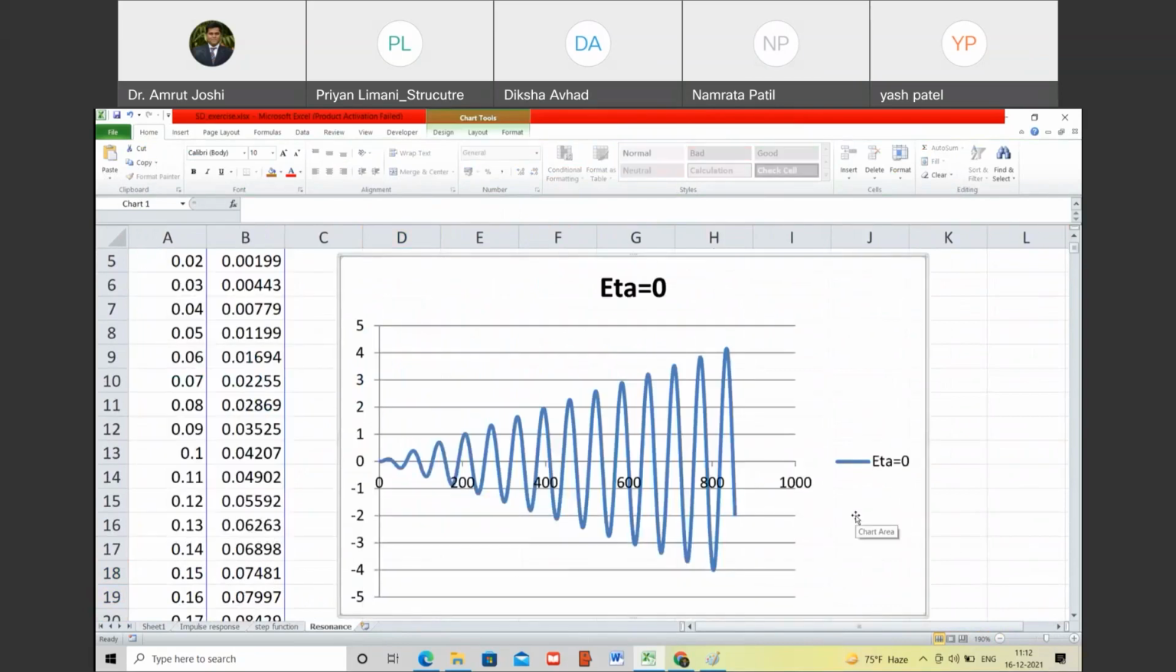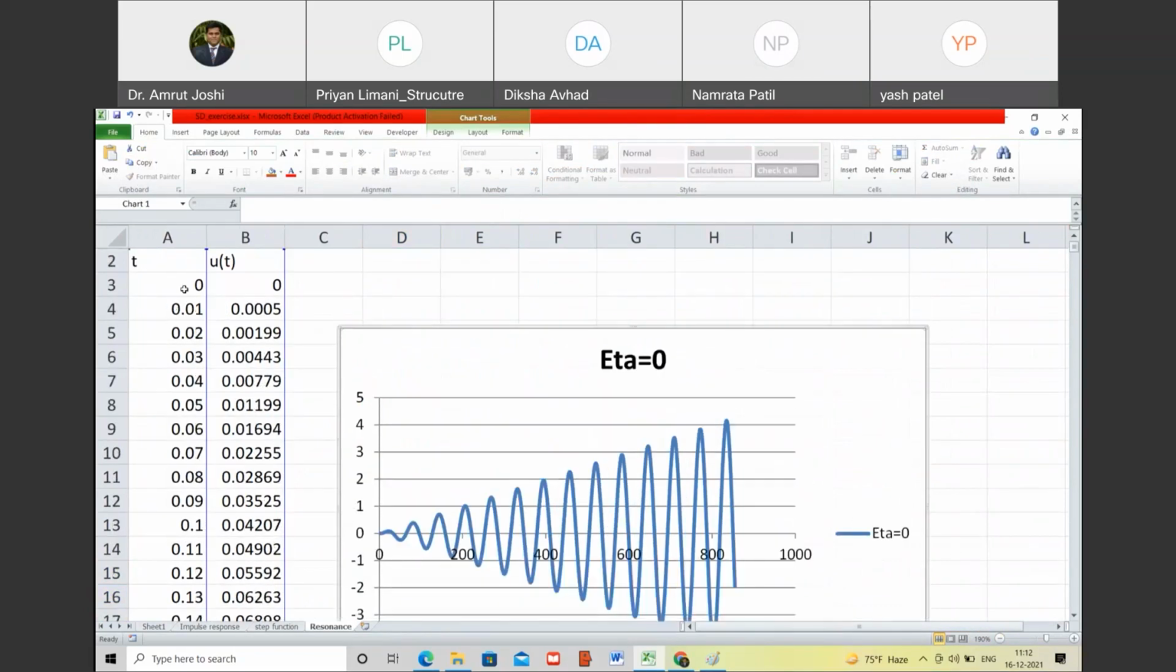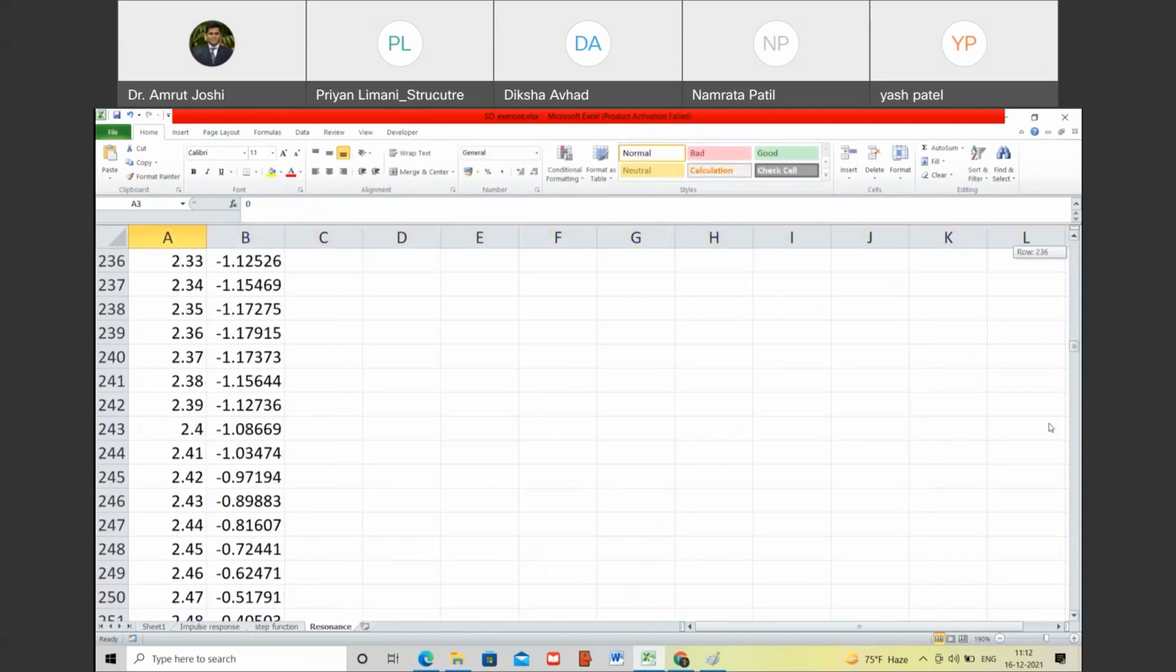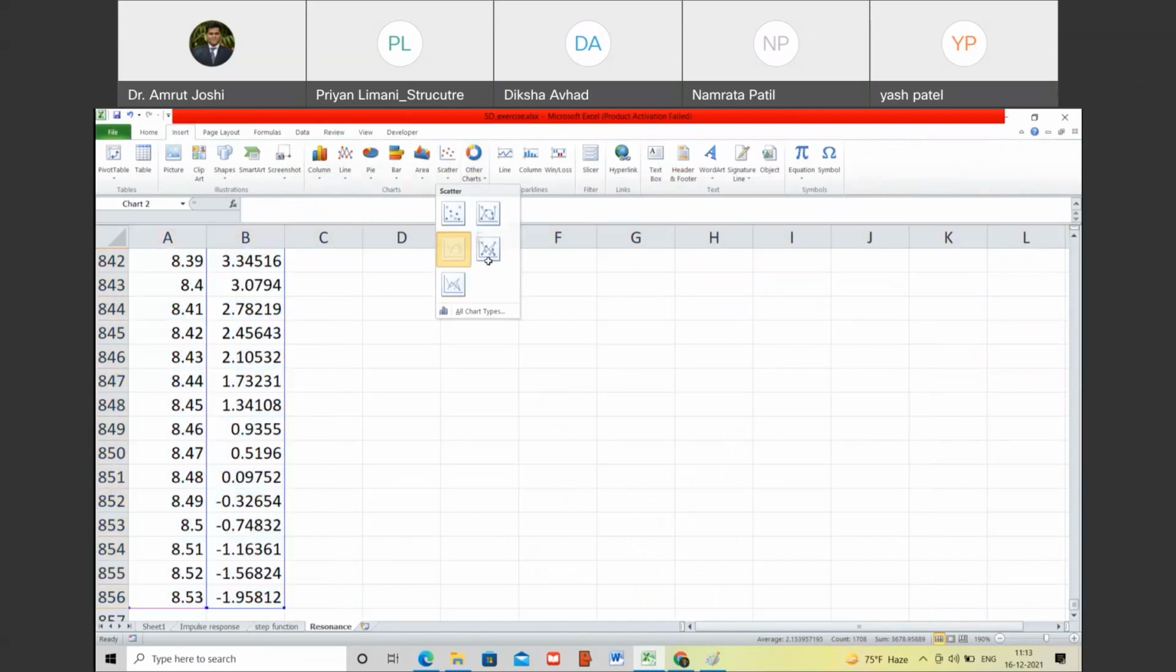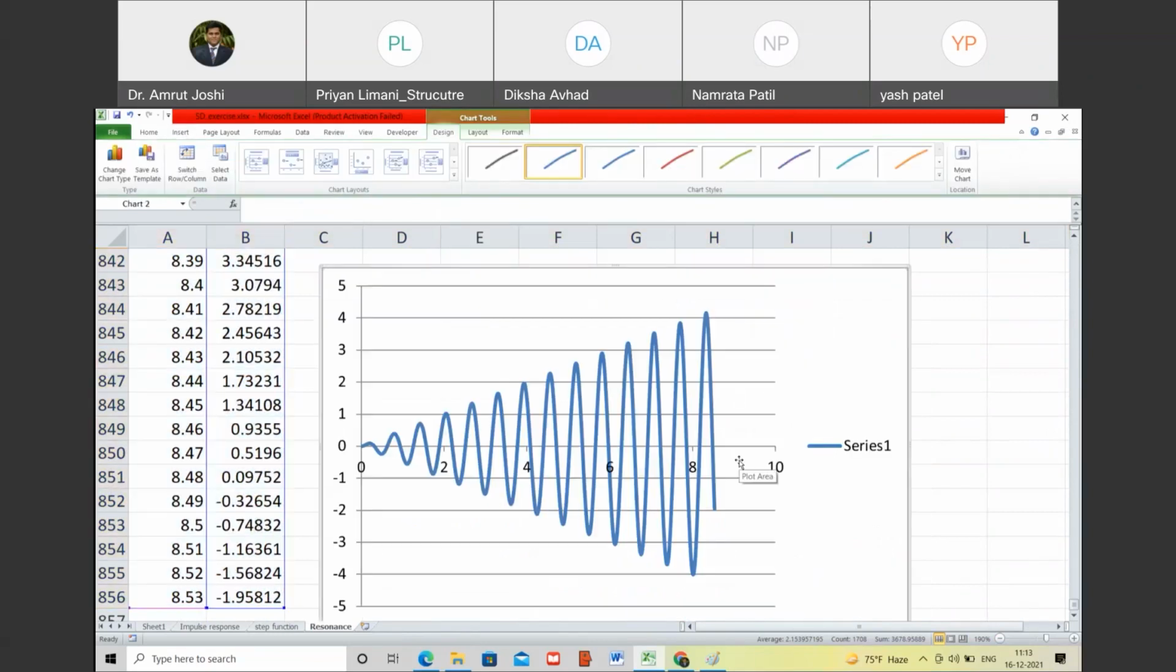This is the response of the system. Now, as time goes on increasing, this amplitude goes on increasing forever. Do you agree with me? In the limit as time t tends to infinity, this amplitude of vibration goes to infinity. Isn't this phenomenon unusual to you?